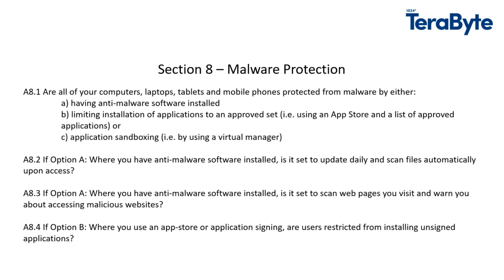And Section 8, Malware Protection. 8.1, are all your computers, laptops, tablets and mobile phones protected from malware by either having anti-malware software installed, limiting installation of applications to an approved set, i.e. an app store or list of approved applications, or application sandboxing? So this is just making sure that all the devices have anti-malware protection enabled, antivirus pretty much. You could use Windows Defender if it's for a Windows, or if it's a Mac, it could be just the App Store, the Apple iTunes Store, things like that. And just select the option and go from there.